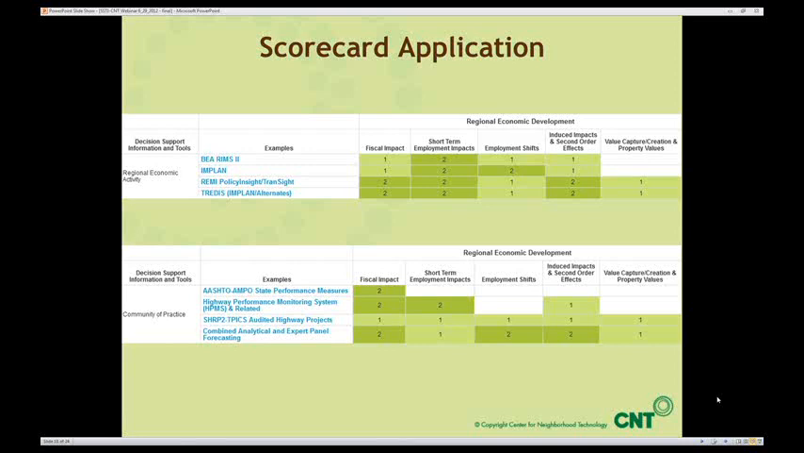And you also would look at the community of practice. One of the things that came out of the literature review is that there is a lot of support for not just looking at a model to answer this question of what would be the category of induced impacts, but to combine your methods. In the example of the community of practice, the 2 is in the combined analytical and expert panel forecasting.